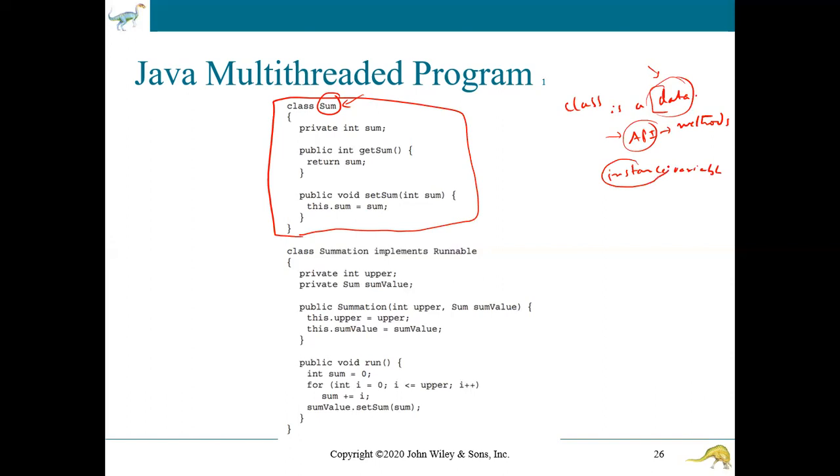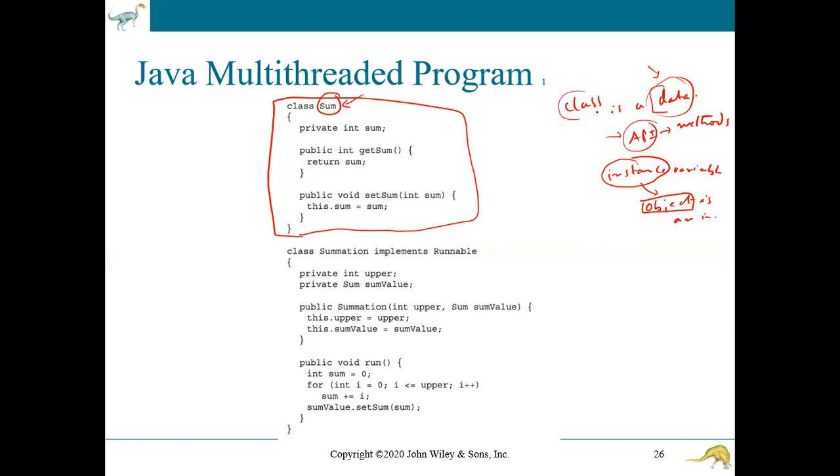Instance variable. Why instance, sir? Because an object is an instance of a class. What is an object? An object is an instance of a class. Okay, so what does that mean, sir?